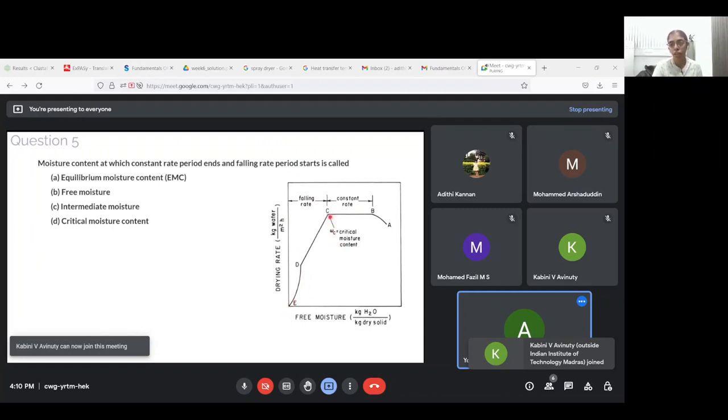So the point at which your rate starts falling, that is you enter the falling rate period, is called as critical moisture content. So the answer to this question is option D. So this is also known as CMC. Any doubts so far?